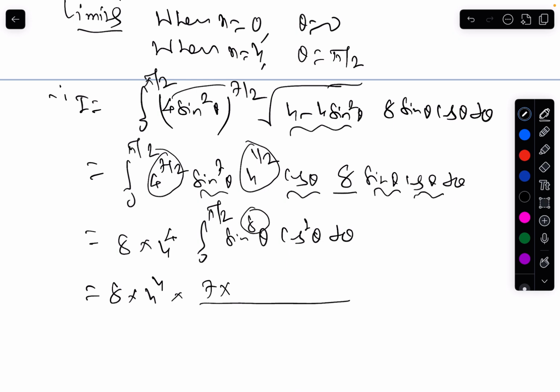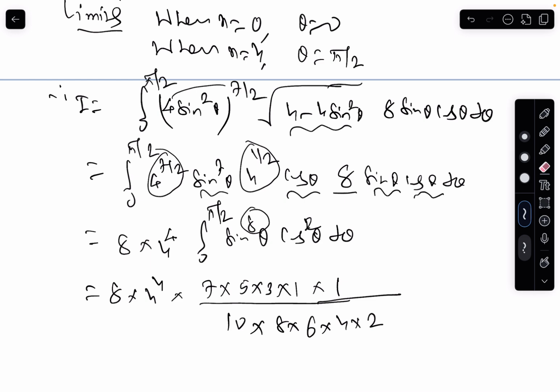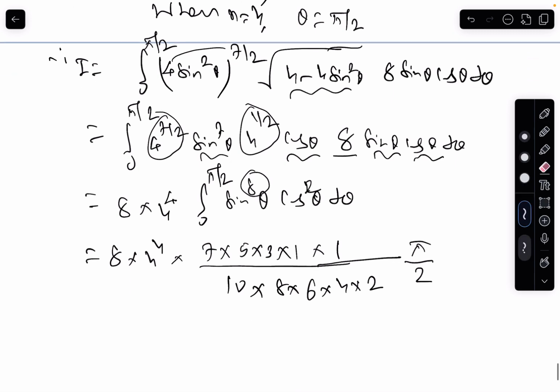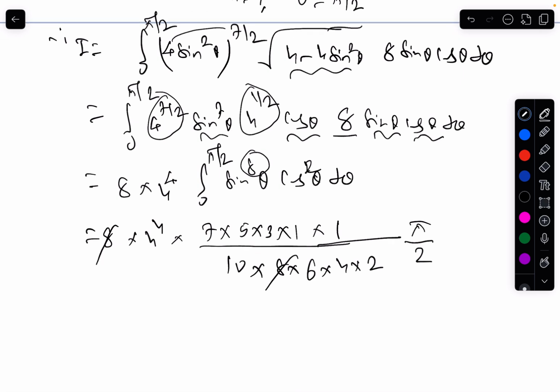8. So 7, 5, 3, then 2 is there, so 1, 8 plus 2, 10, 8, 6, 4, 2. Since both even, we write pi by 2. Then we can just simplify. So this 8 cancels. So you can just simplify, it will be easy.